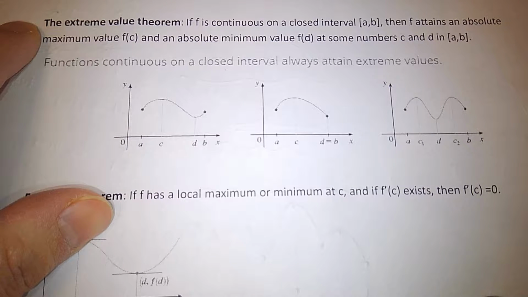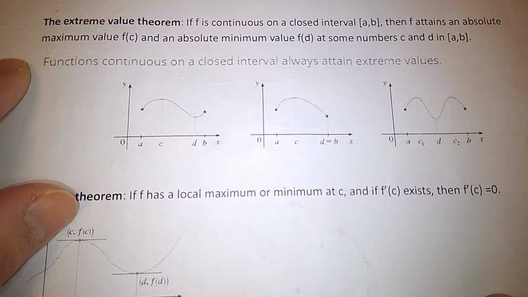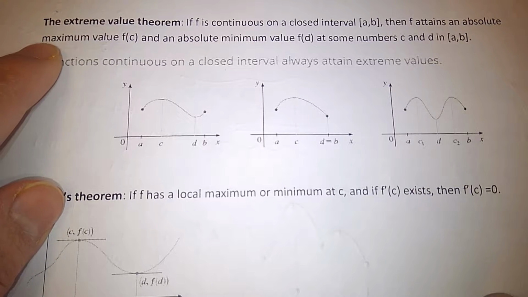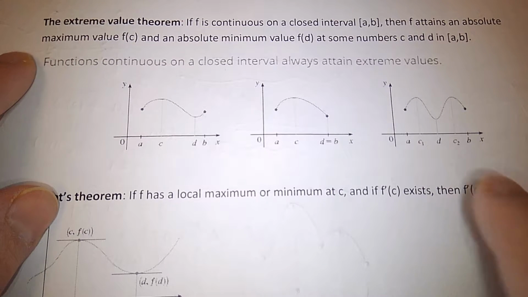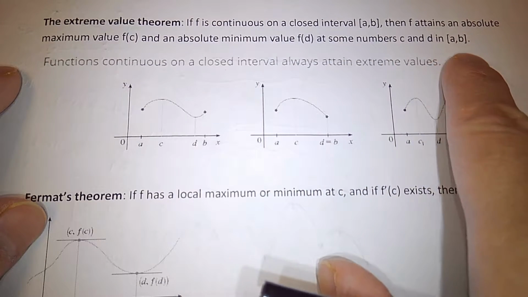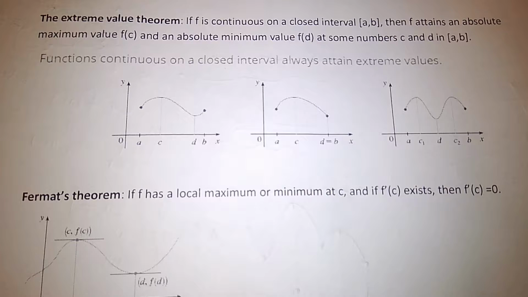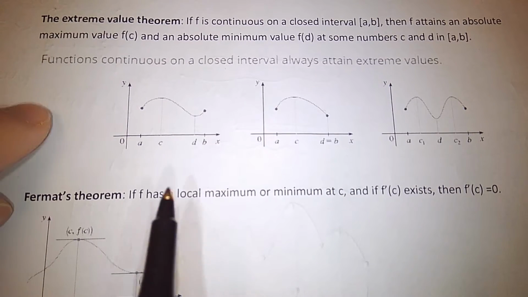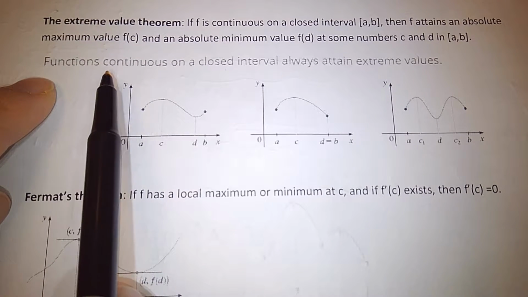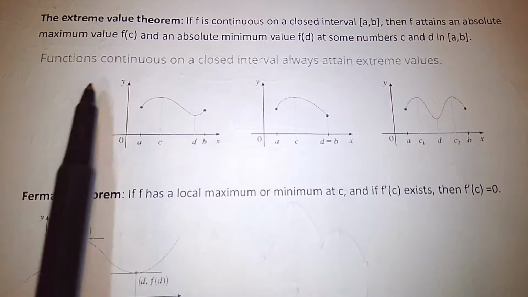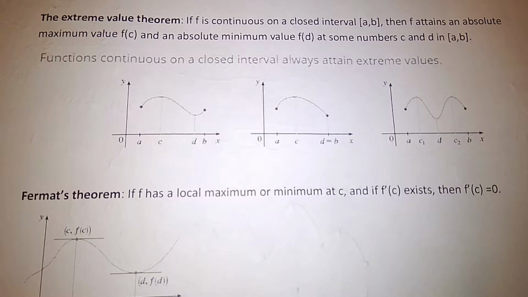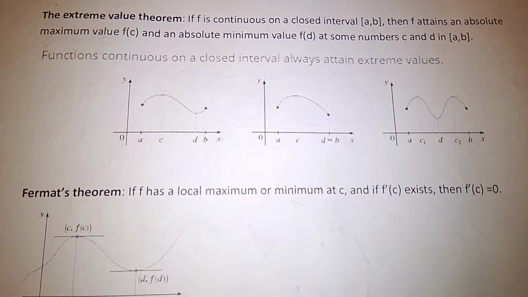The extreme value theorem. If f is continuous in a closed interval [a, b], then f attains an absolute maximum value f(c) and an absolute minimum value f(d) at some numbers c and d in [a, b]. How about this line, please? Functions continuous on a closed interval always attain extreme values. Very good.